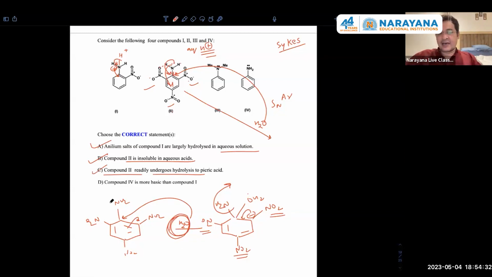If you know about SNAr, compound 4 is more basic than compound first. Absolutely correct. So all options are correct: A, B, C, D, all. This is given in Peter Sykes, theory part only.